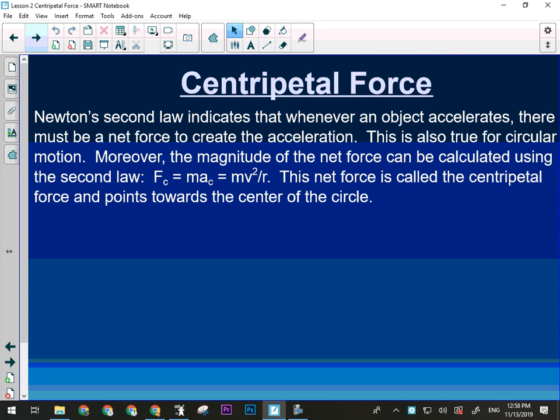So Newton's second law says that a net force is calculated by multiplying mass times acceleration. Now, the same is true for something going around and around in a circle. All that changes is this isn't a regular acceleration, this is what kind of acceleration? Centripetal. So then we would be saying mass times centripetal acceleration equals our net, or in this case, centripetal force.